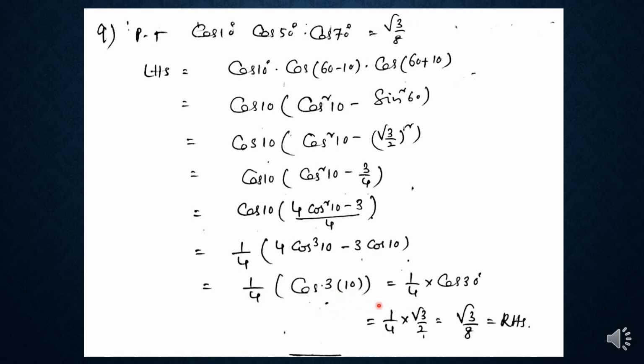So that is 1 by 4 into cos 30 degrees, that is equal to 1 by 4 into the value of cos 30, which is root 3 by 2, that is equal to root 3 by 8, which is RHS.